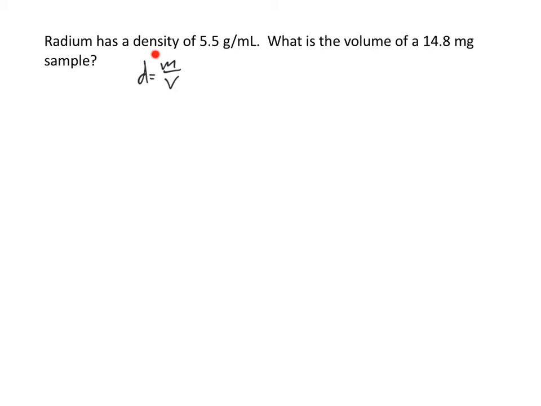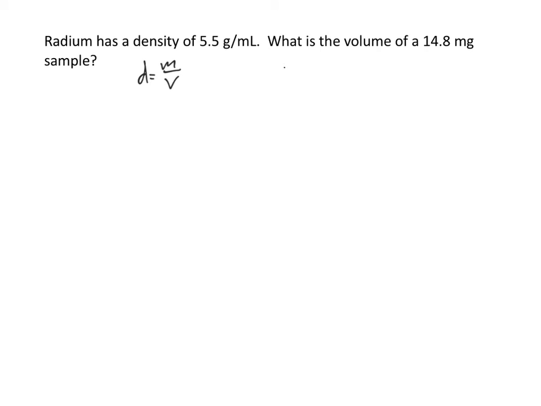And the mass that they gave us is in milligrams. So before I can use this density equation with a density of 5.5 grams per milliliter, I've got to get my units to match up. Now, there are two ways I could go about this. I could either convert the density into milligrams per milliliter, or I could convert the mass from milligrams into grams. I think that second one is a little bit easier because I don't have to worry about those milliliters hanging out. And so that's what I'm going to do. I'm going to convert the mass from milligrams into grams so my units match up.